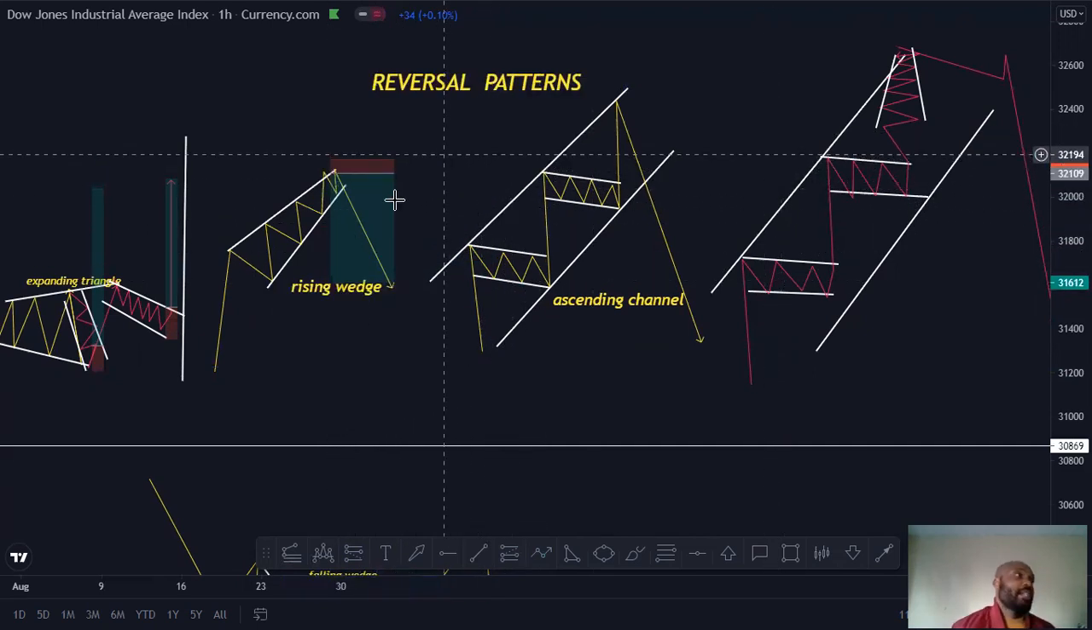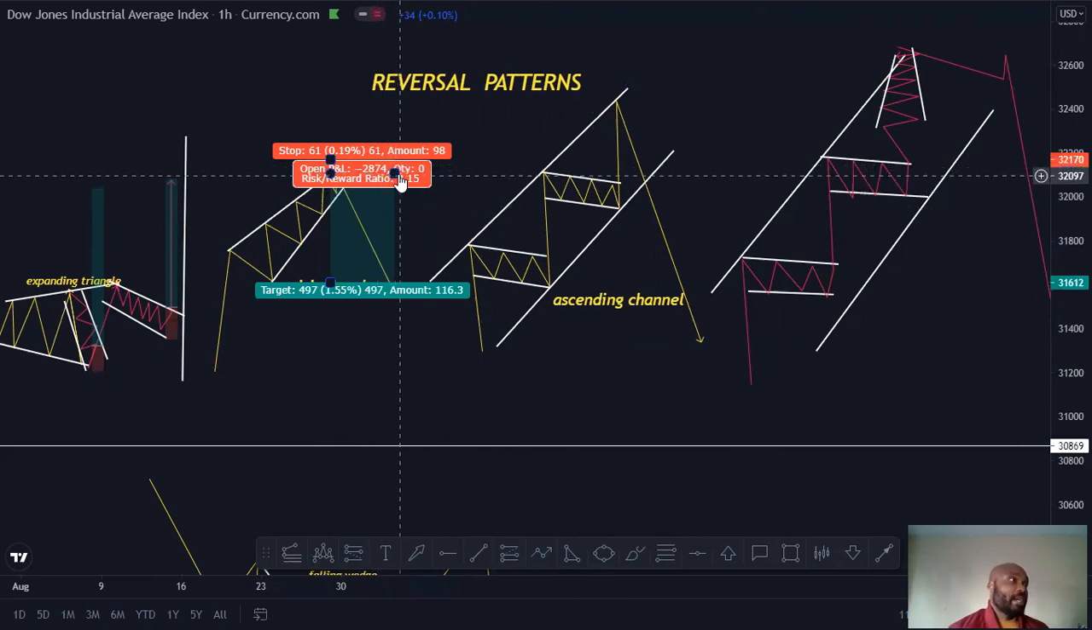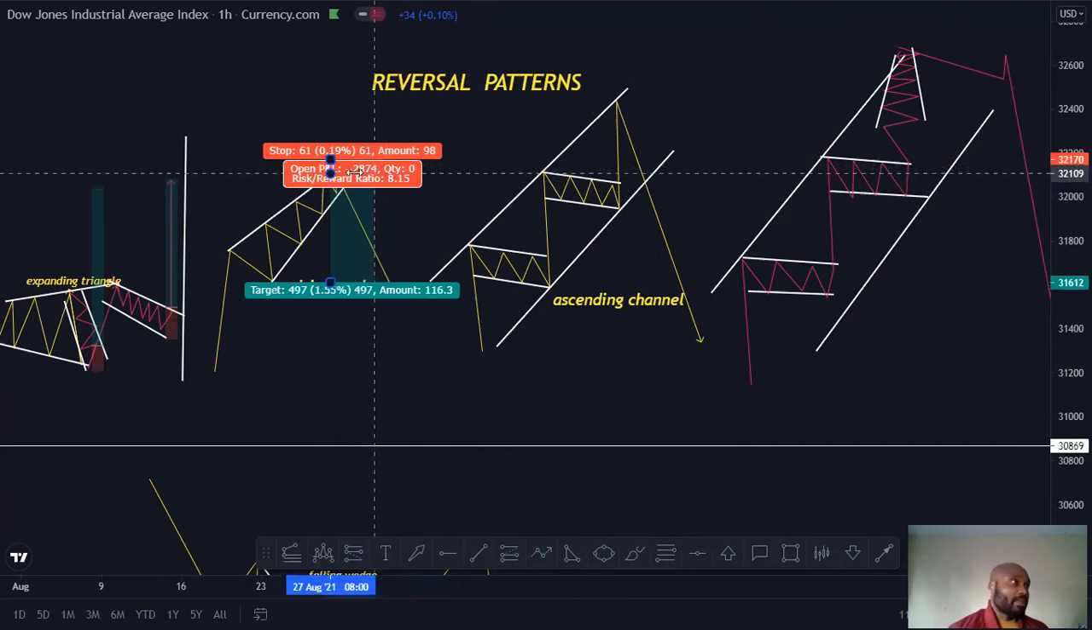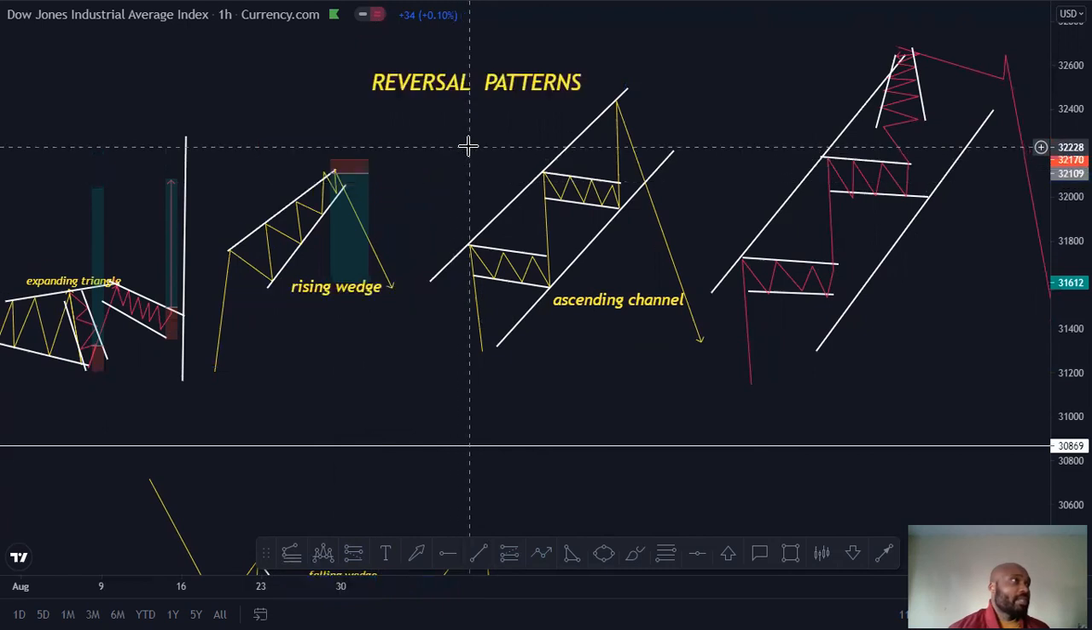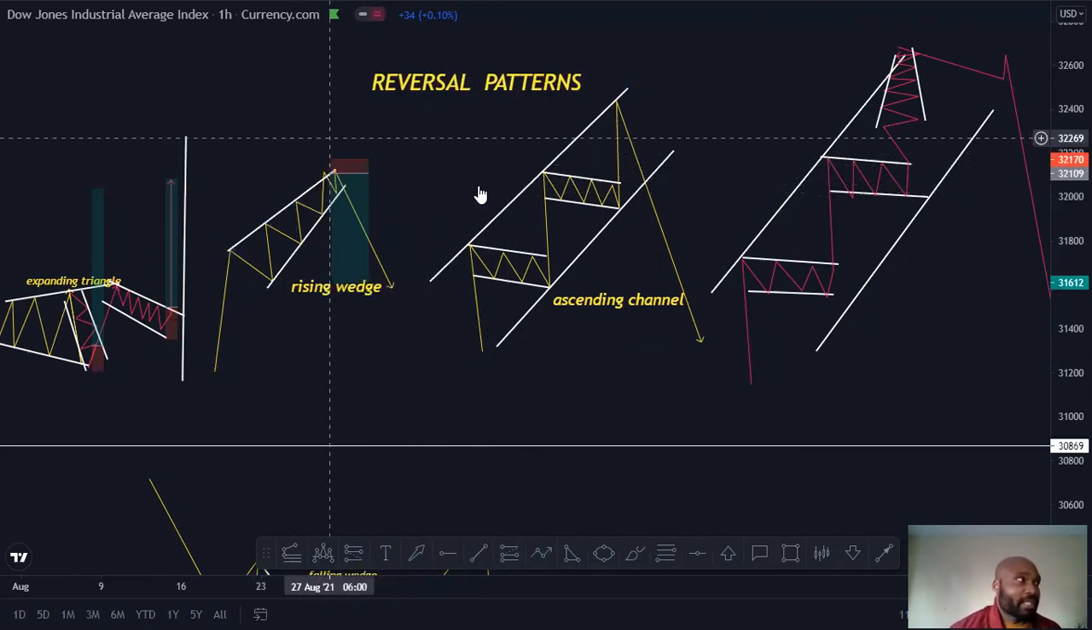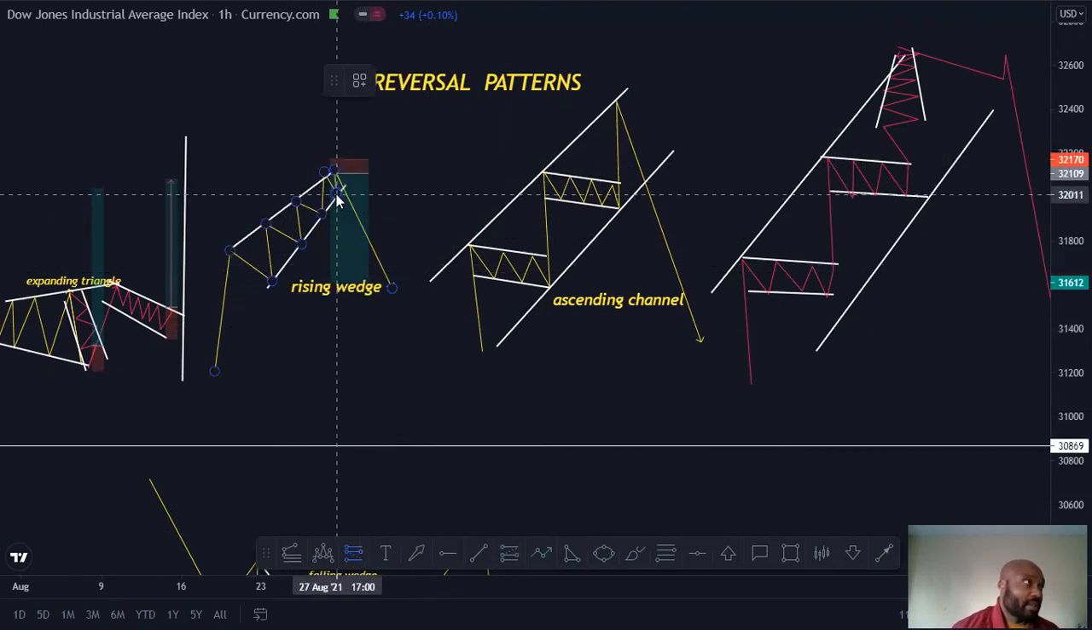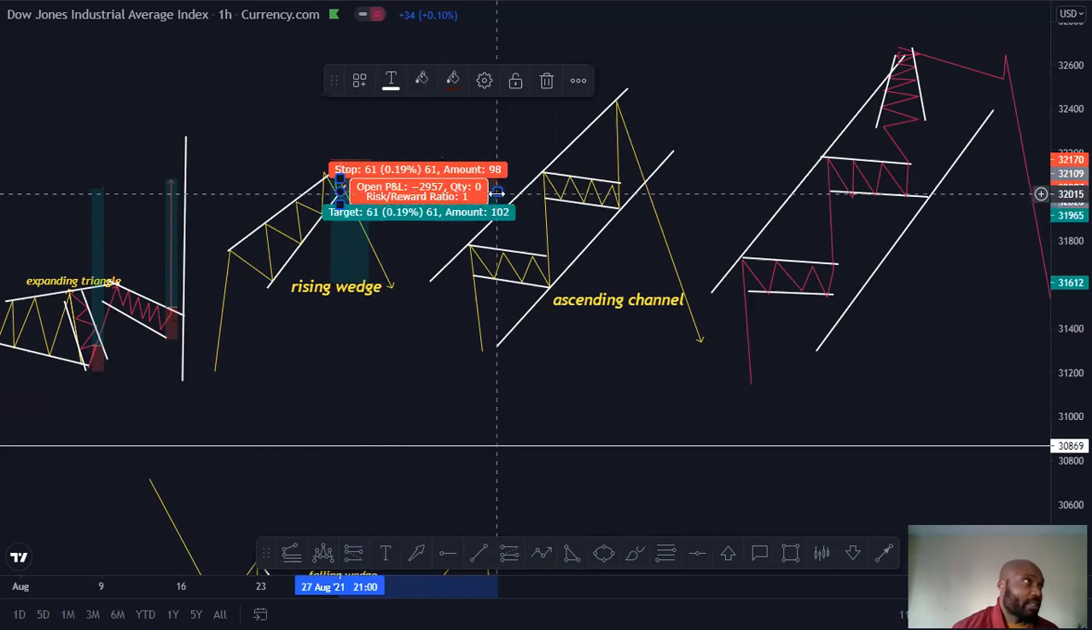Okay, so this is how you have your first entry, guys, on the rising wedge, because already your rising wedge is your reversal pattern. Sometimes you just need to be very patient and wait for the pattern to play out, and then you take your entry. So that's your conservative entry, which is at the break of that structure.